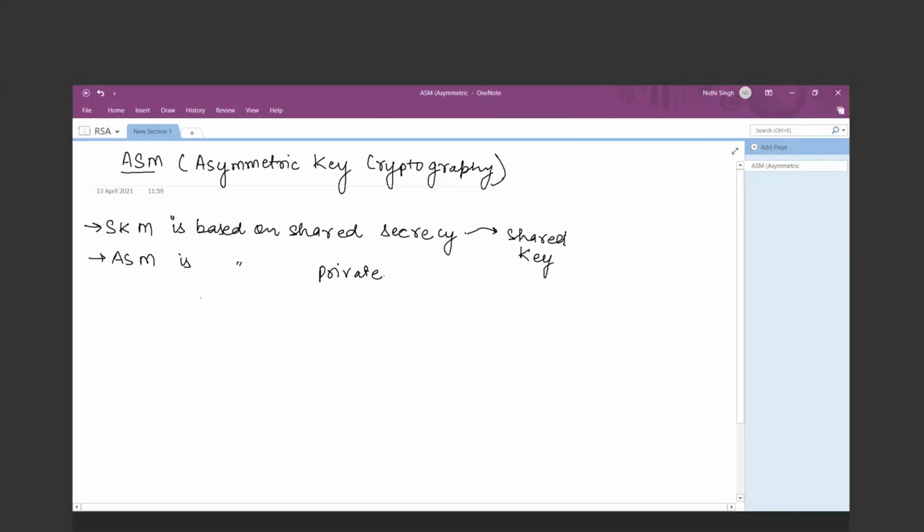But for the asymmetric key cryptography, to perform the encryption and decryption, it uses two types of key. So asymmetric key cryptography uses two keys. The first one is called the public key, and the second one is called the private key. And this public and private key are associated with the receiver only.